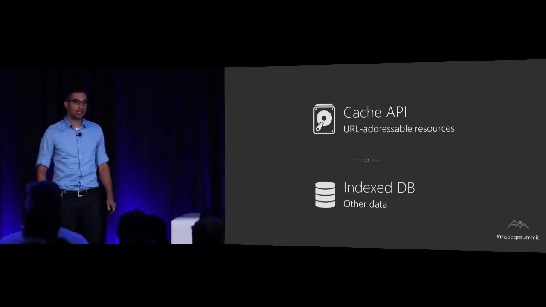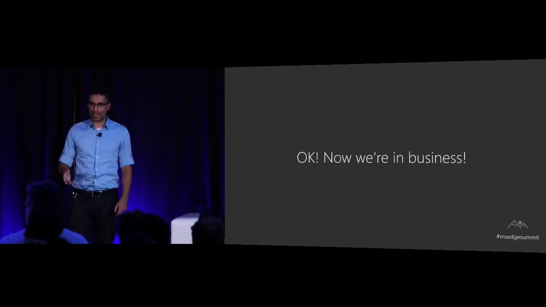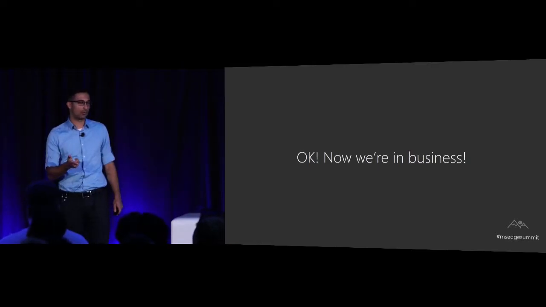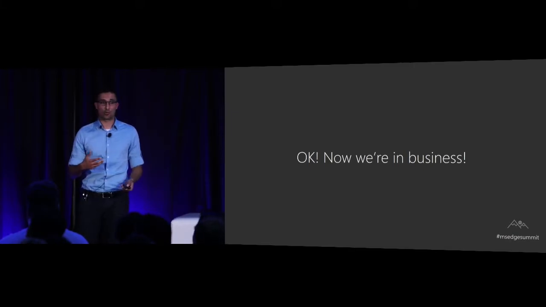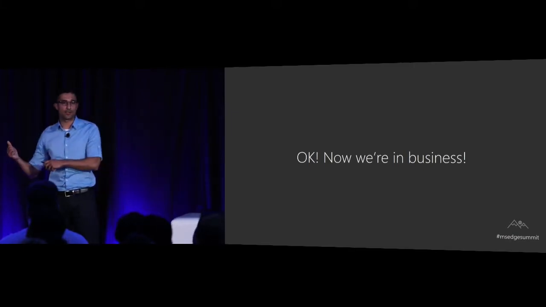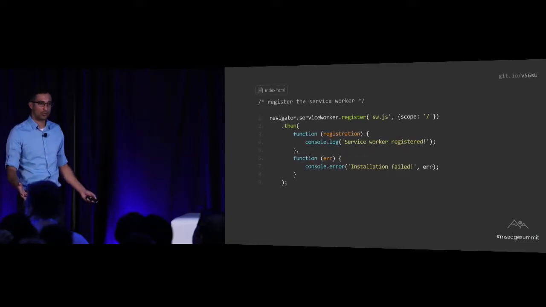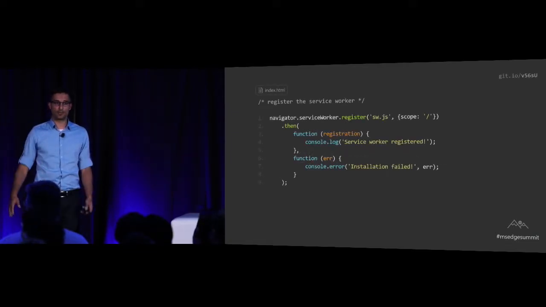OK, so now we're in business. We have something that lets us save the responses, lets us basically go through the network and get at those requests so that we can hijack them and give something back to the page. So first thing we're going to do here is register a service worker so that we can do some of this cool stuff.